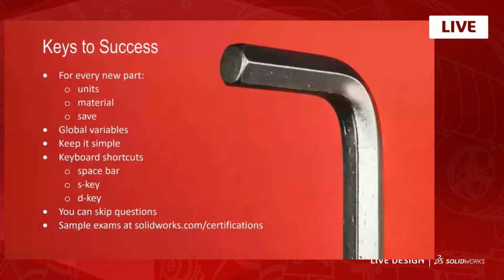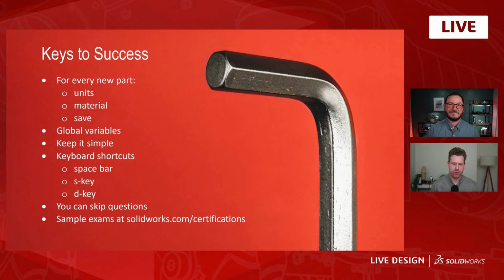Okay, finally, some quick keys to success, and then we'll finish off with the last bit of the CSWA exam. Like we talked about last time, for every new part you create, make sure you set your units, material, and save it. Those are the 3 most important steps. Units are important because it's asking you for mass.